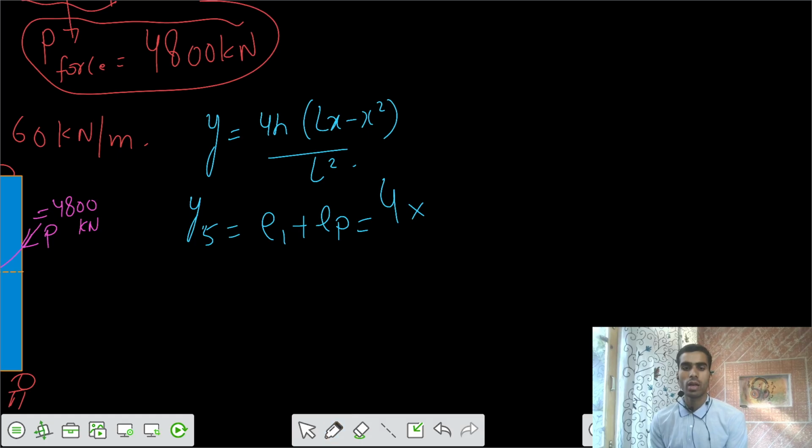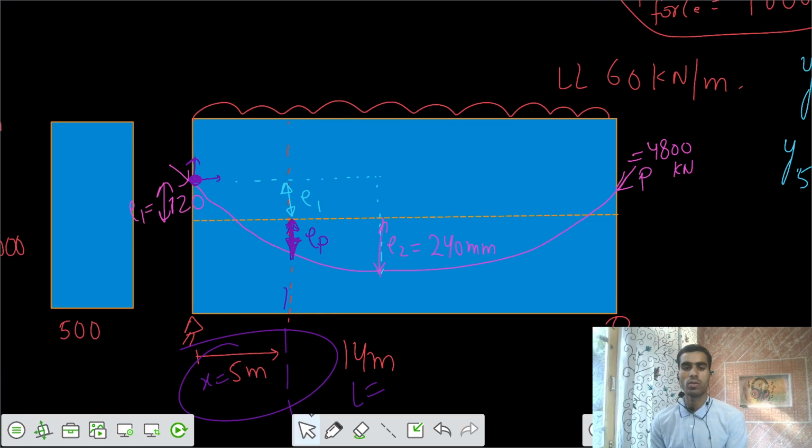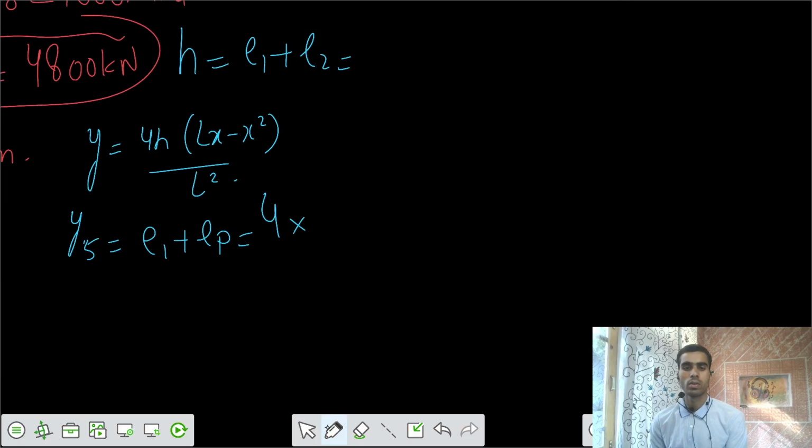Can you calculate the value of h? What is the value of h? Is that E1 plus E2? That's the maximum value we can have in the parabolic curve. Here we have the maximum, that is h equals E1 plus E2. So h is equal to E1 plus E2, that is 120 plus 240, and I can keep it in millimeters.